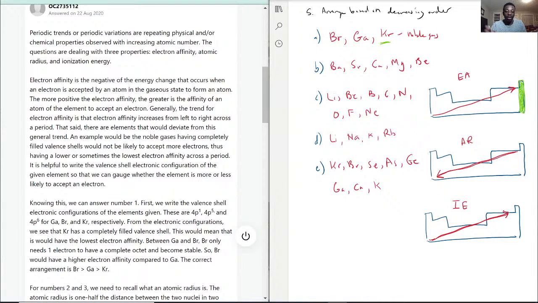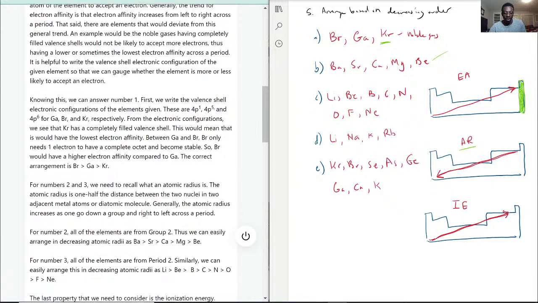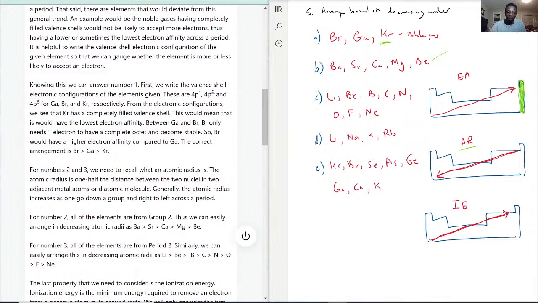And then bromine needs just one more electron to fill its shell, so it's going to be like, I really want it. And gallium needs a few more here and there, but it still needs electrons to fill its shell, which is why it's stronger than the noble gas, but weaker than bromine. So now for 2 and 3, let's see how we did. Yep, barium, strontium, calcium, magnesium, beryllium. Perfect, because we just followed our atomic radius sheet. Number 3, same thing: lithium, beryllium, boron, carbon, nitrogen, oxygen, fluorine, and neon.